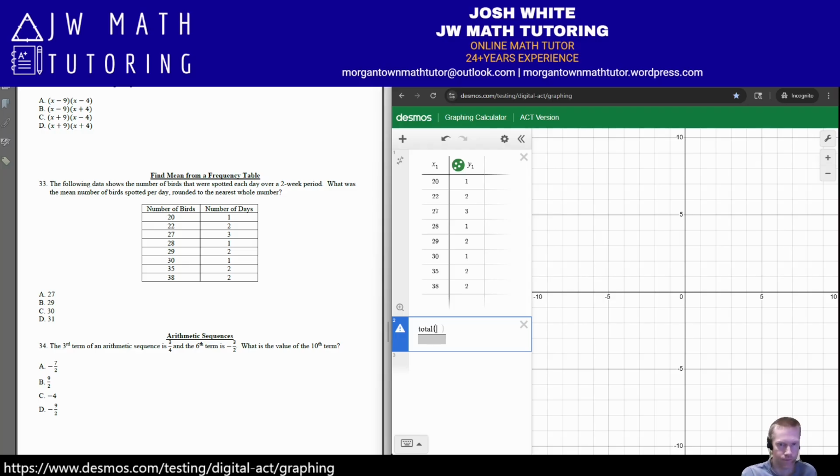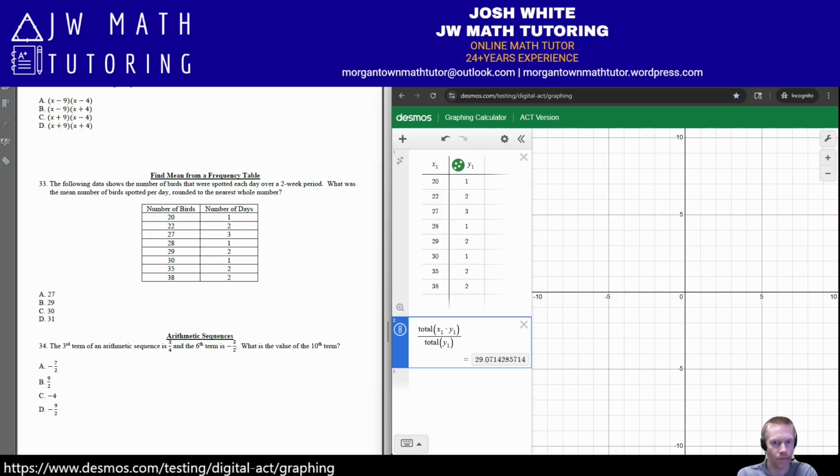Total x1 times y1. What that does is it goes across each row and multiplies the x value by the y value. And then the total function sums them all up. So it multiplies across and then it sums all the values together. And then it's going to divide that by total of y1. That's just the total of going down the y1 column.